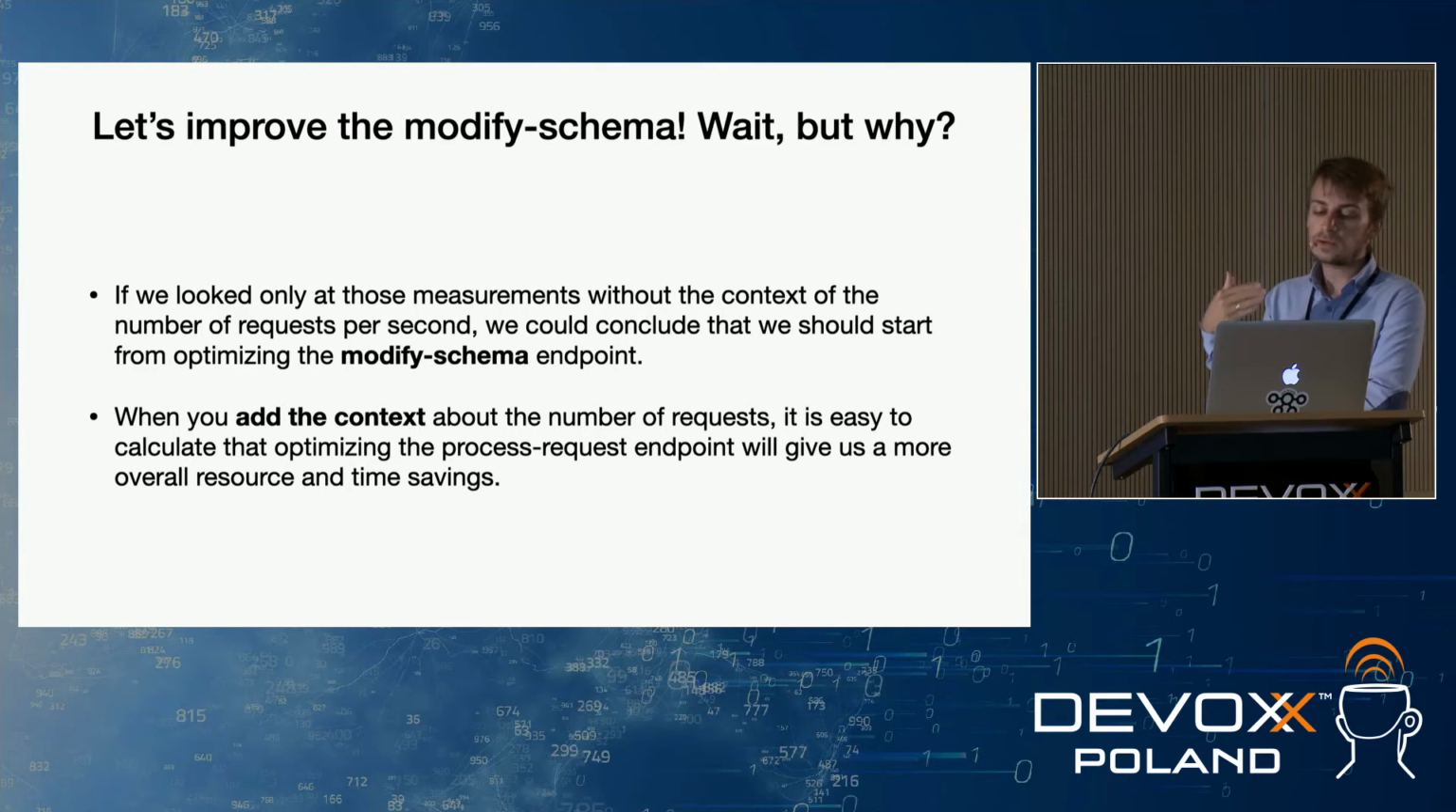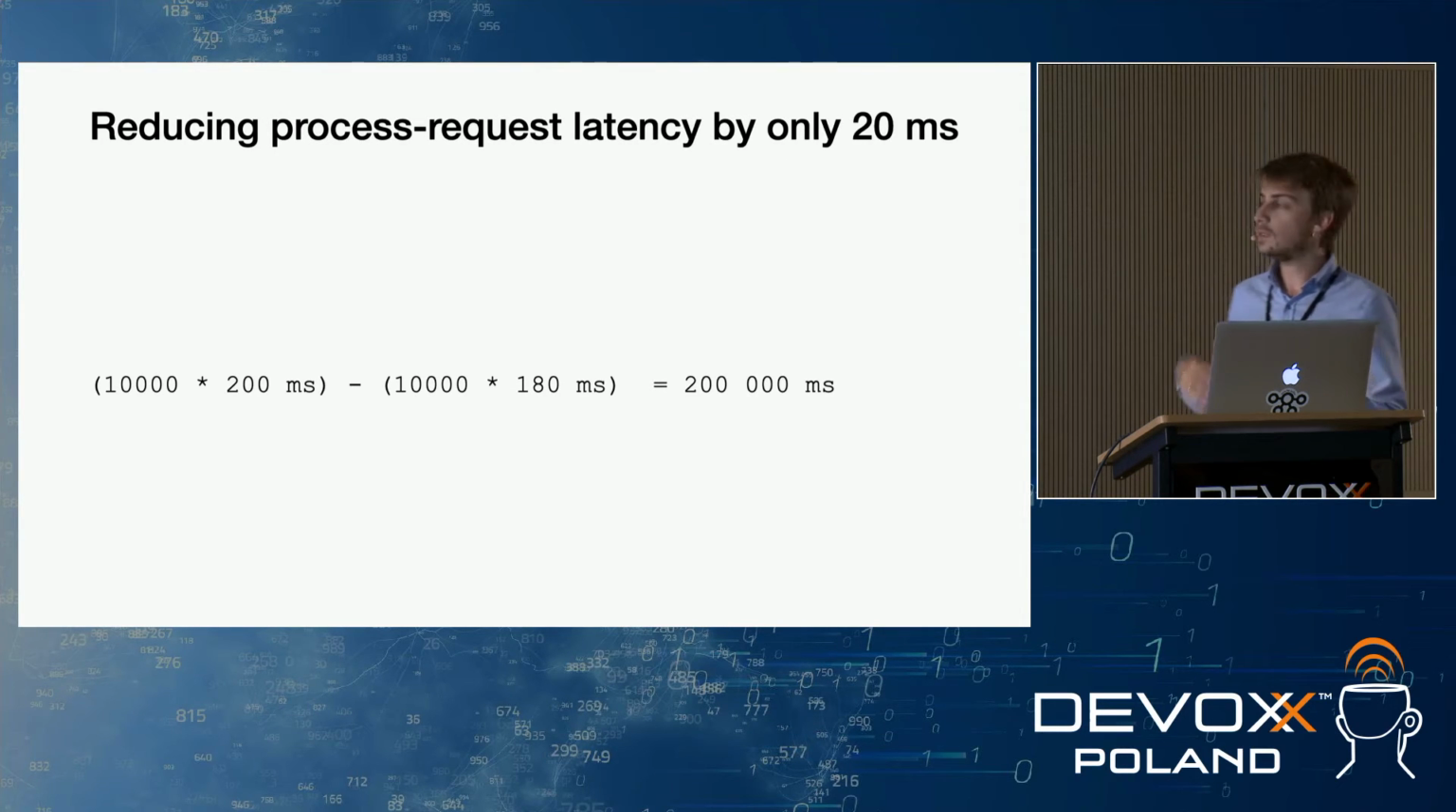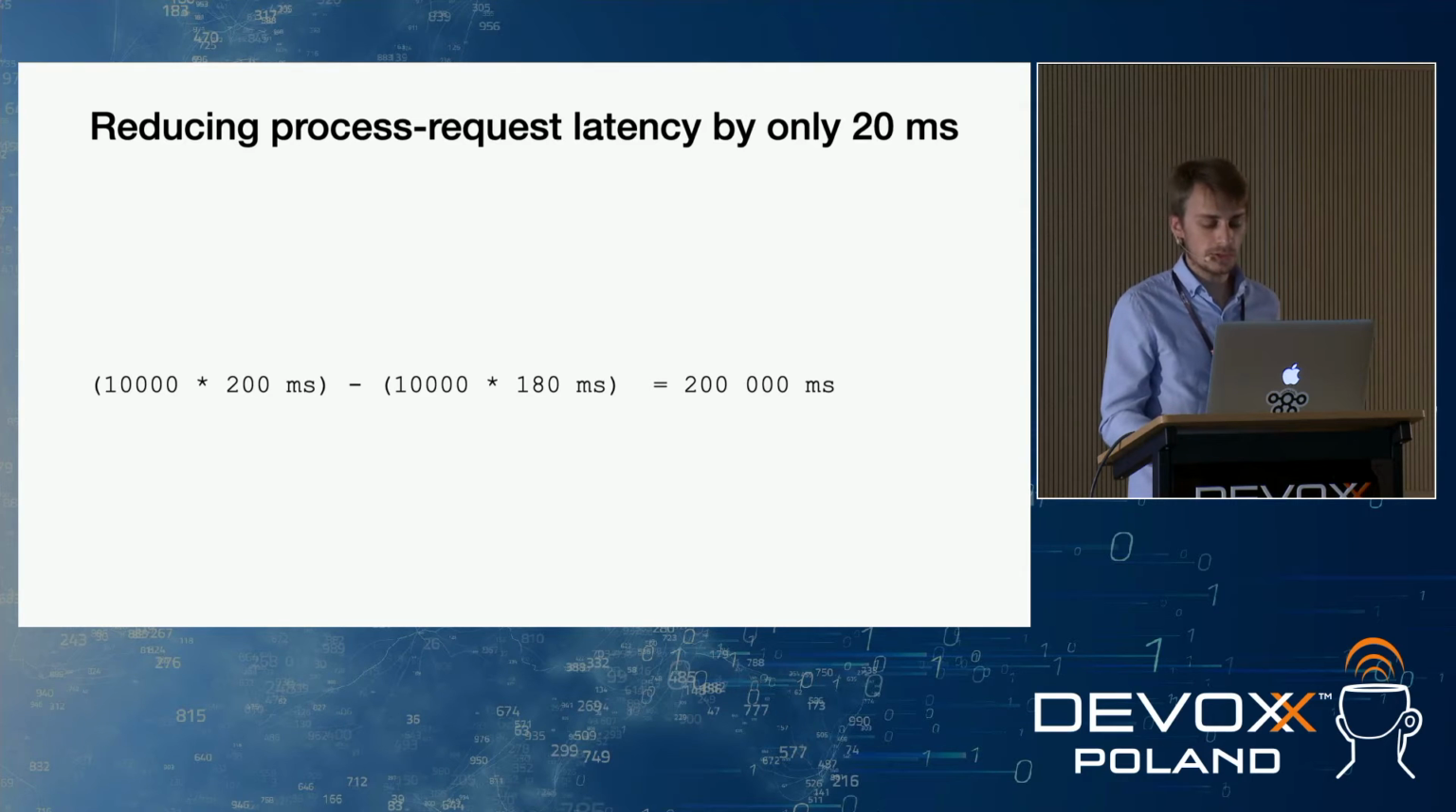When you add the context about the number of requests, it is easy to calculate that optimizing the process request endpoint will give us more overall resource and time savings. For example, if we are able to reduce the P99 latency that we have for process request by only 20 milliseconds, so 10%, we'll get the overall reduction of latency equal to 200,000, right? Because we can multiply the number of requests by this 200 milliseconds, then subtract the value after optimization, and we'll get the overall reduction of latency on our system. And this is only a 10% decrease.